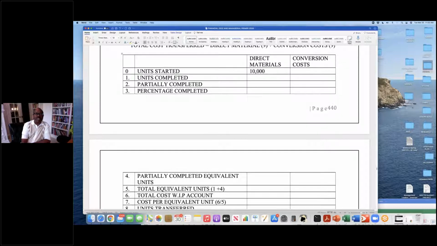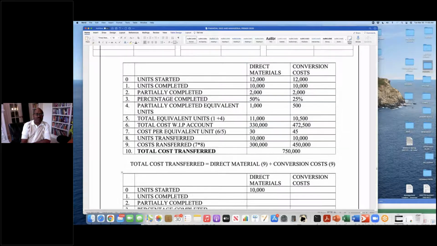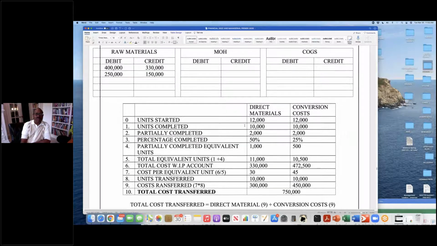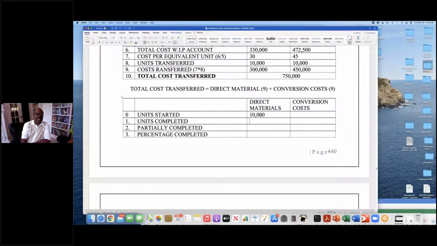Wait, where did you get the 10,000 from? The units transferred to work in process 2. Yeah, 10,000. They went from process 1 to process 2. Okay, got you. And how many were completed? 8,000. So if 8,000 were completed, then the partially complete would be how much? 2,000.